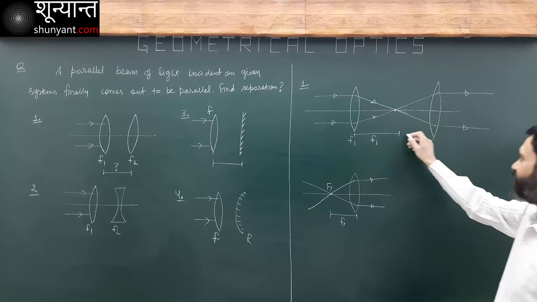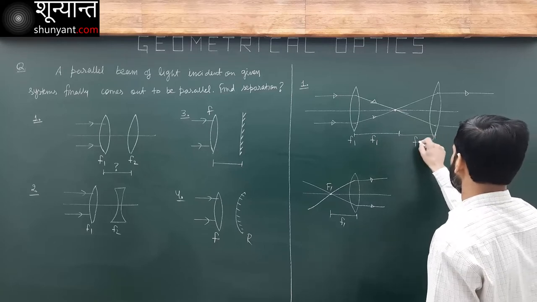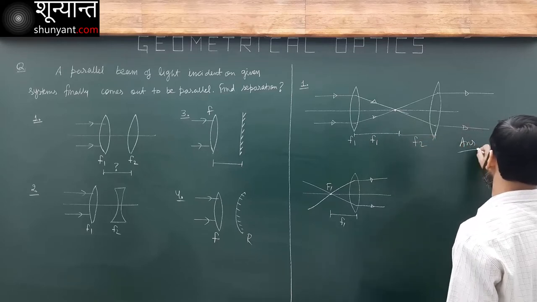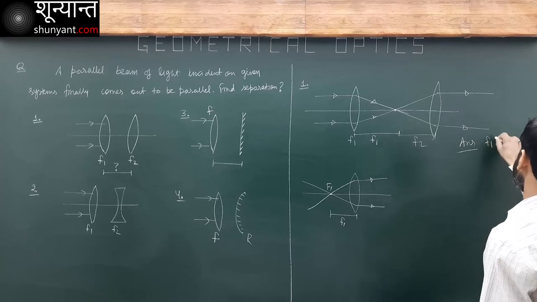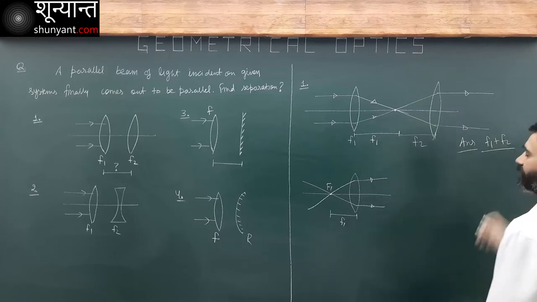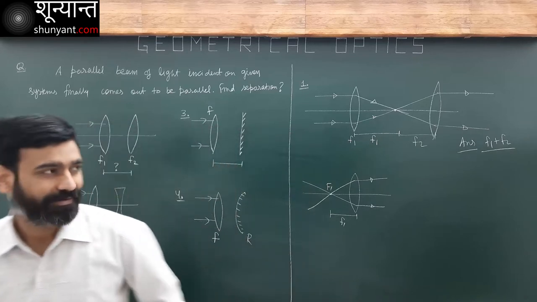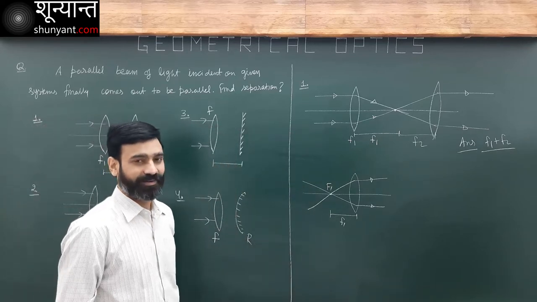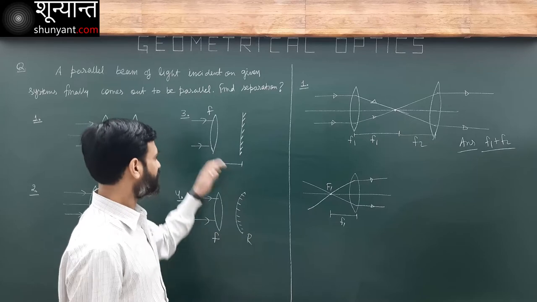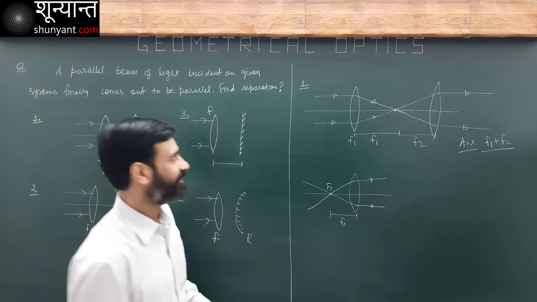Then what should be this distance? This is equal to F2. Answer: what is the answer? It is going to be equal to F1 plus F2. That is the first case. Now, can you think and apply your logic similarly to answer the remaining problems? Okay, let's see.